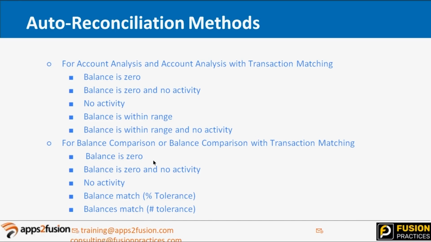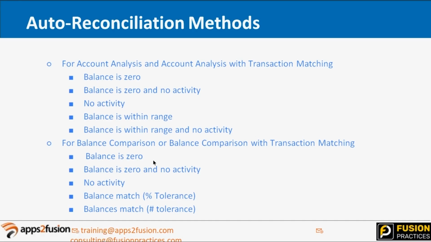Next is balance with range. To set the balance with range auto reconciliation method, there are certain conditions. A, the prior reconciliation must exist and the status of that reconciliation must be complete. The prior reconciliation format must be the same as the current reconciliation format. You also need the source system balance to be more than or equal to the balance range low.